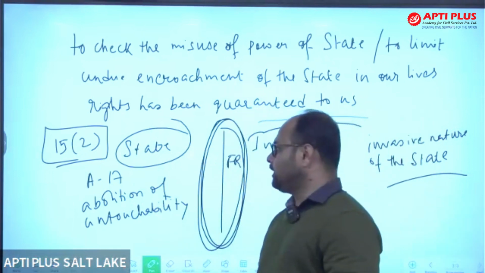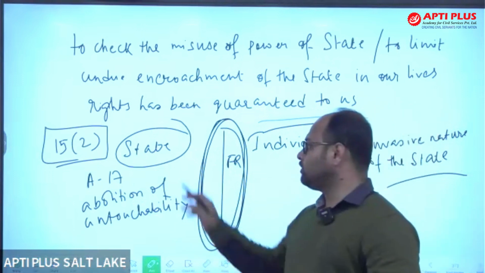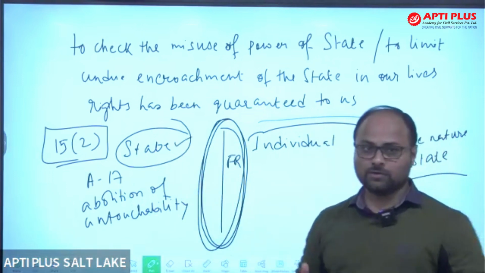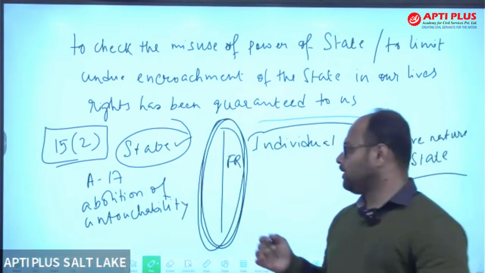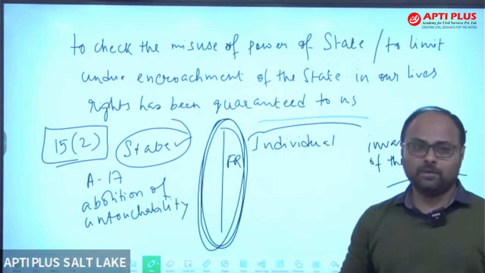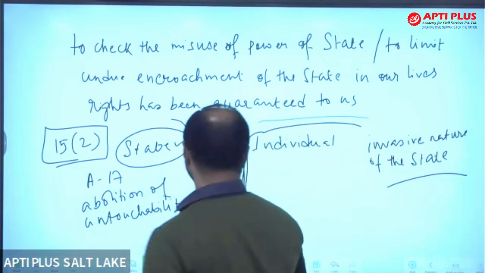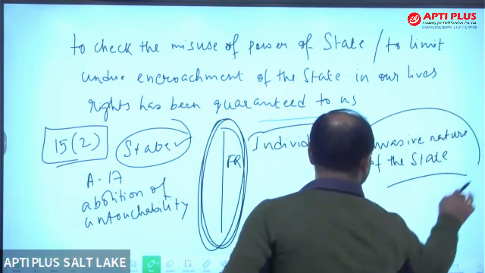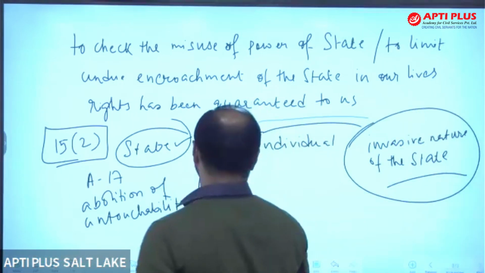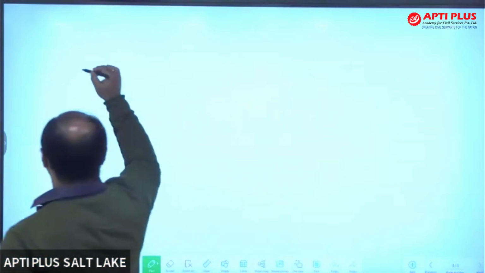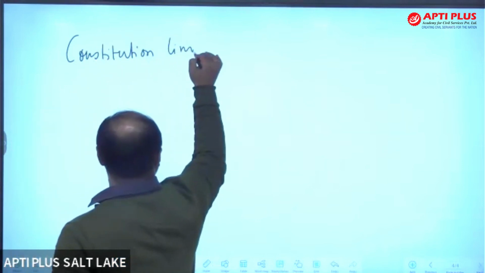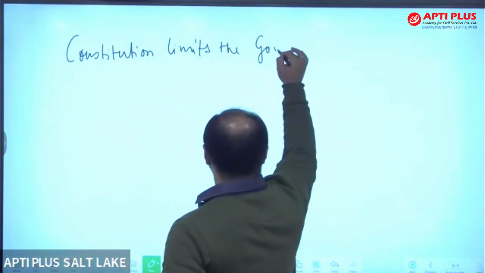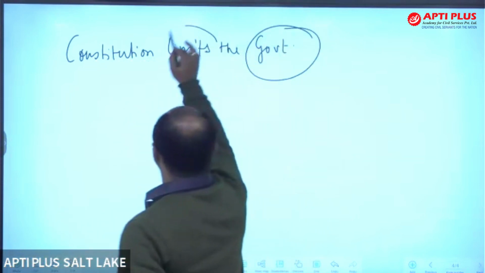Fine. So rights are nothing but a protection, a shield against whom? Against the invasive nature of the state, the monster called state. Okay, and also against private individuals, because there is always a possibility of your fundamental rights being violated by private individuals also. Clear? Now, this invasive nature of the state is one of the most important reasons why the rights have been given, and that is why one point you have to remember is that the constitution limits the government.